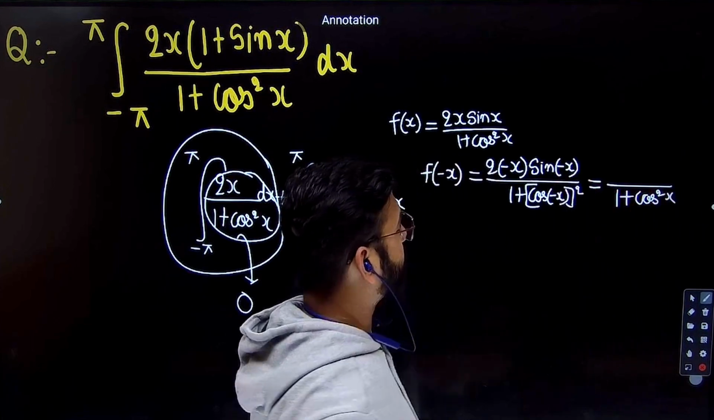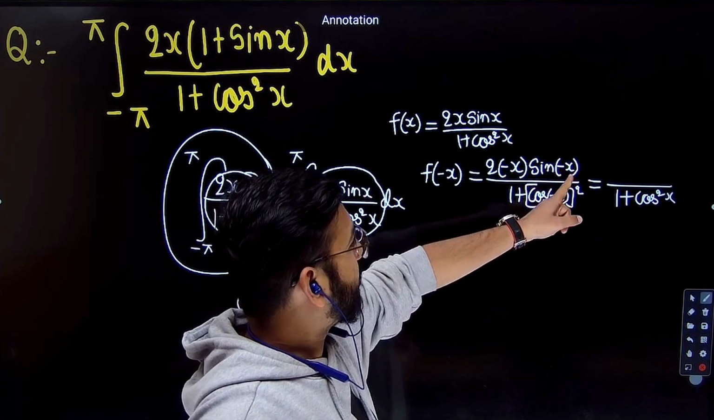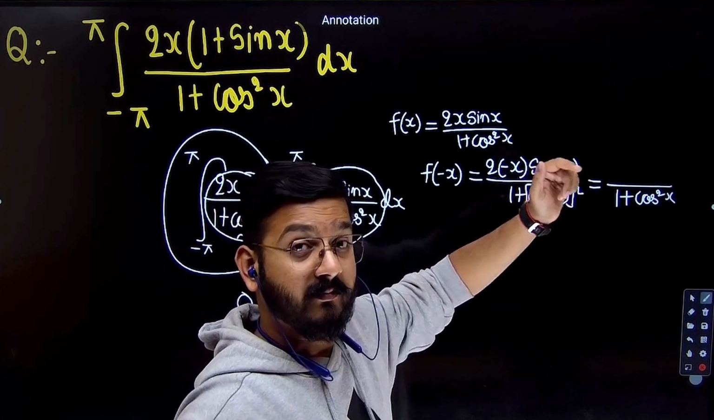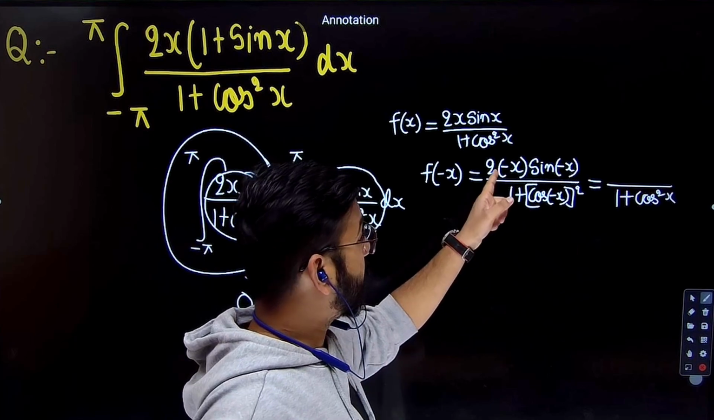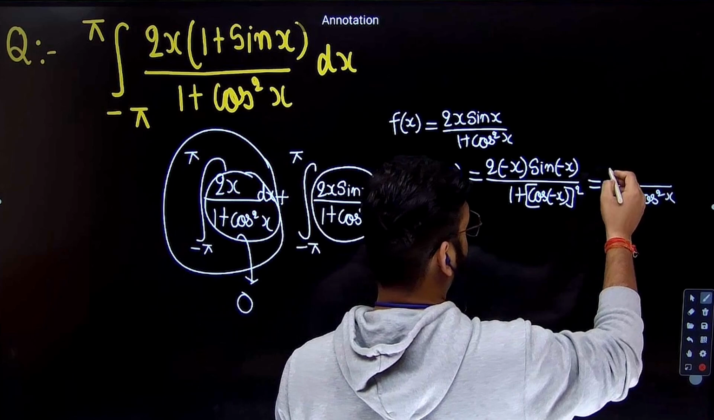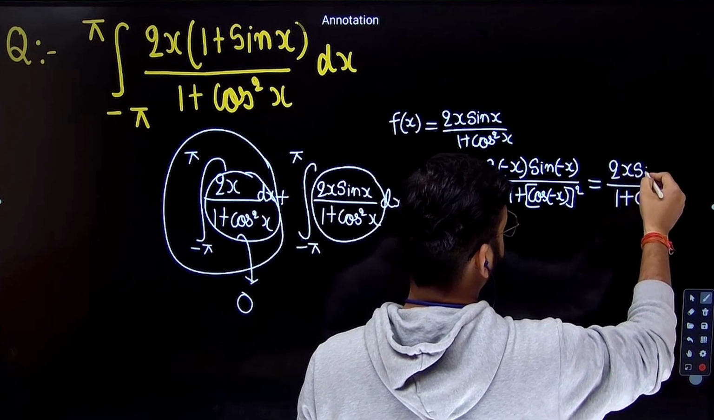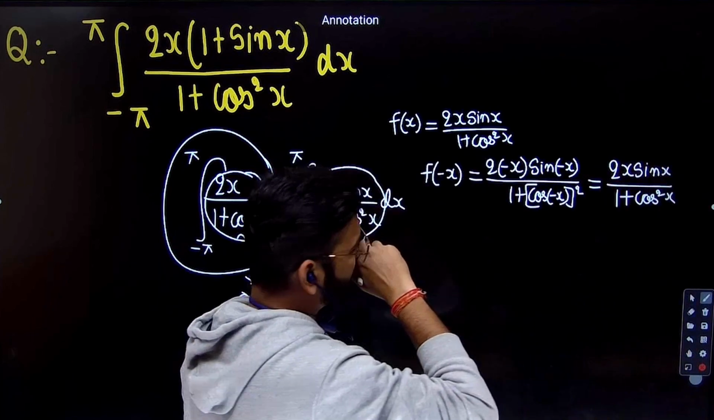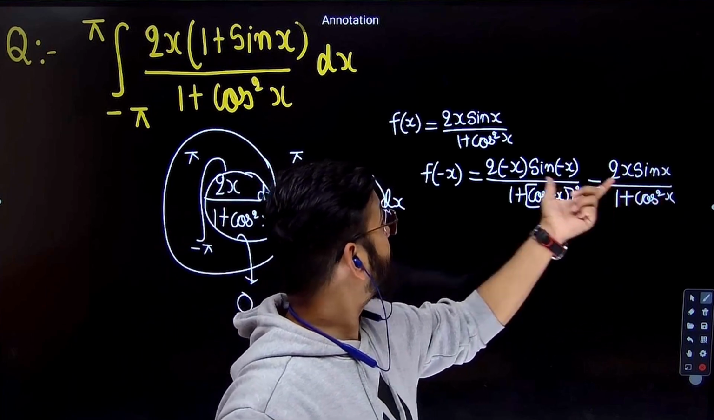In the numerator you observe, sine of minus theta is minus sine theta, correct? And already one minus is there. Minus minus will become plus. So this becomes 2x sine x. So what do you see here? f of minus x is the same as the original function.